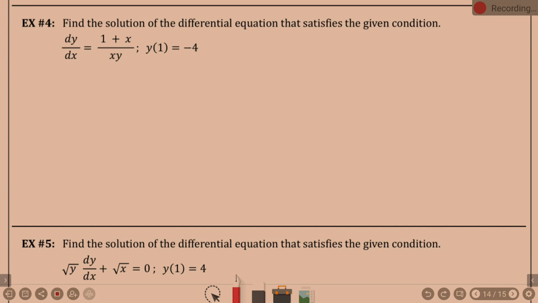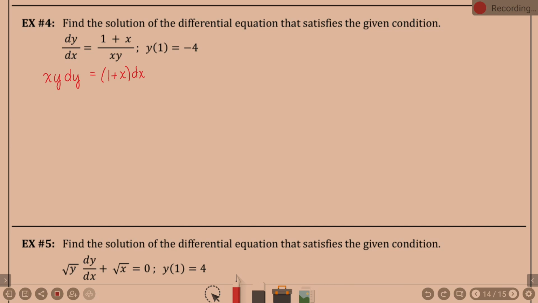Okay, so what do we need to do? I think we can cross multiply it and then divide by x. Yes, I see it now. My brain was doing it differently, but okay. So if we cross multiply, x y dy is going to equal 1 plus x dx.